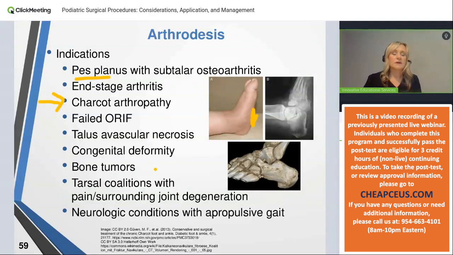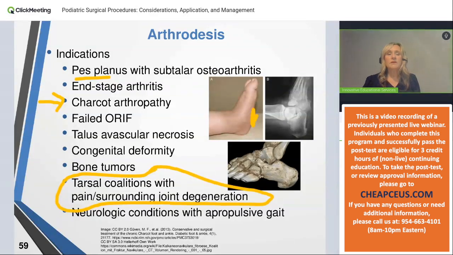The others are pretty obvious, but the one I want to highlight is a tarsal coalition. And this is something to think of when you have that patient where conservatively you're managing them and you have tried everything, you've addressed every diagnosis you think it is, and nothing is sticking. Imaging should be examined. Maybe they have a tarsal coalition.